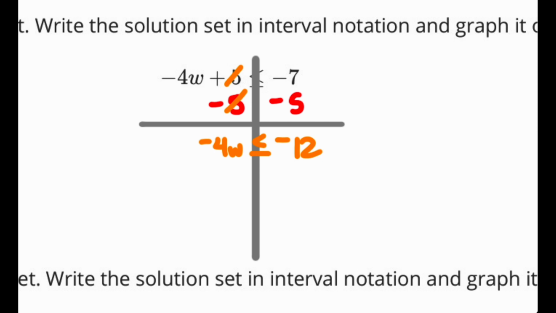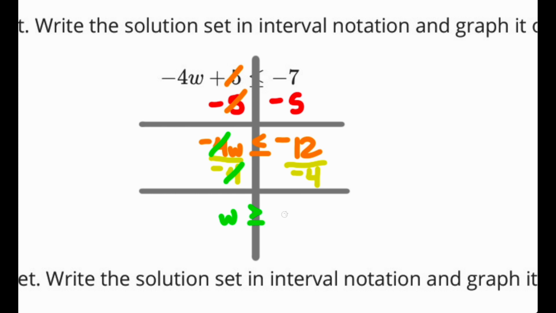Next step is we're going to divide both sides by -4 in order to isolate that W. I'm going to put another line right there. The -4s are going to cancel because -4 over -4 is 1. And since we divided by a negative, it is important to note that we have to flip the sign every single time we do that. That ends up being the answer.